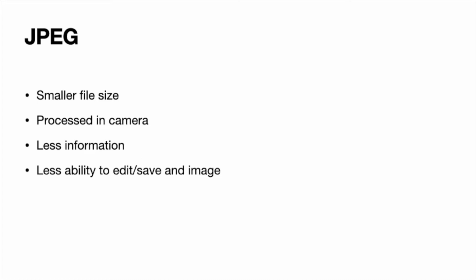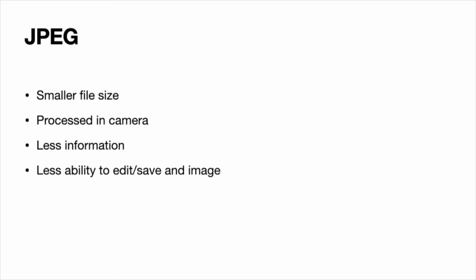Now, a JPEG is smaller in file size, and generally any image you see on a computer or online is in the JPEG format. The file is already processed in the camera, which means the colour correction is done within camera, so the camera works out how to best produce the image and how to best process it, and then when you take it from the camera it's already done.